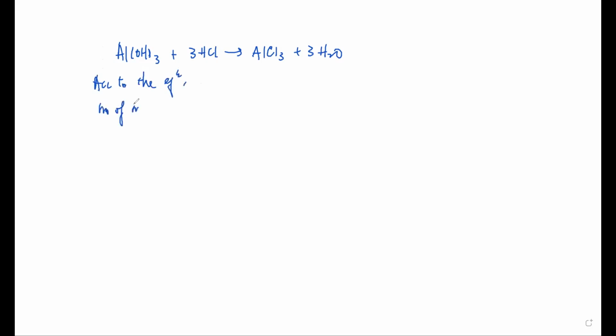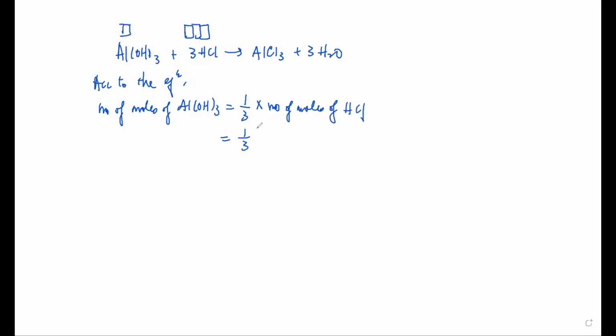The number of moles of aluminum hydroxide is equal to what? 1/3 of the number of moles of acid. Why is it 1/3? 1 portion of aluminum hydroxide reacts with 3 moles of HCl. So what do we get? The number of moles of HCl, you can find from the question.